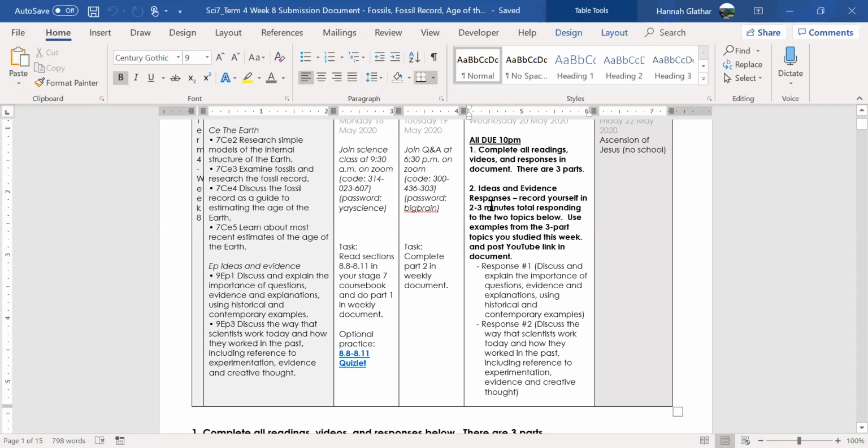So that's number 1. And then number 2, on Wednesday, I just want you to record yourself 2 to 3 minutes responding, and that's total, responding to these 2 things. And if you find them confusing a little bit right now, that's okay. I'm going to come back to them after we've talked about the document, so maybe they'll make more sense.